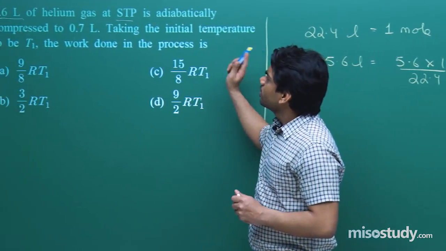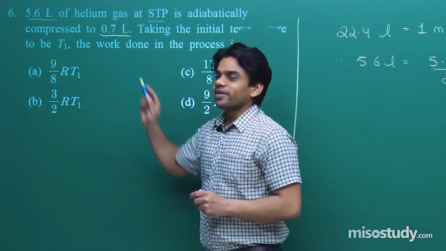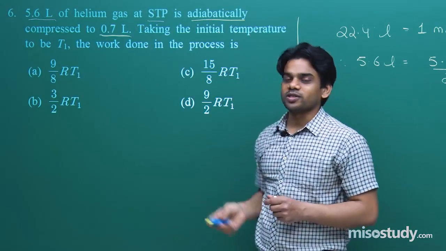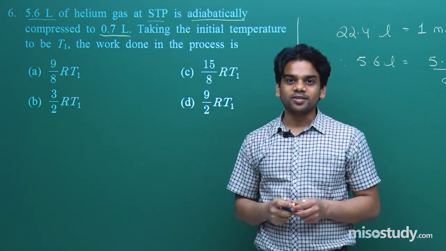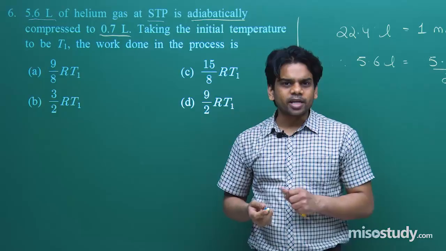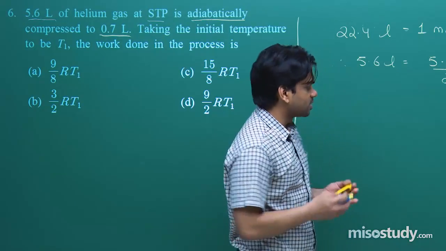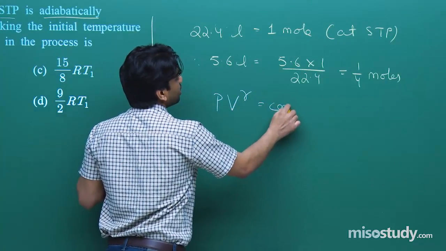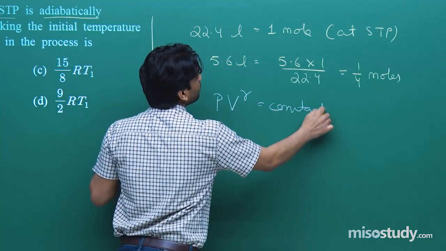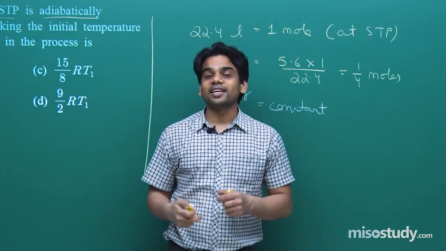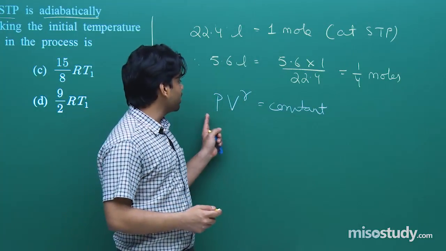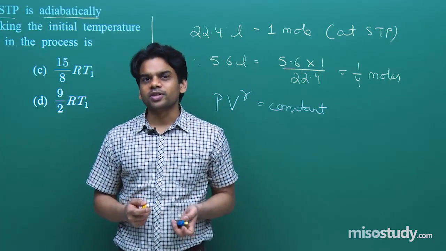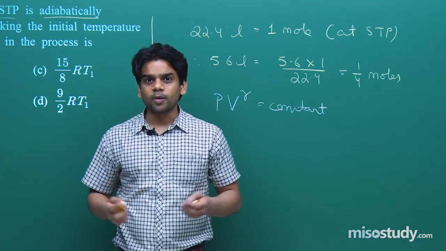Next, it is compressed to 0.7 liter and the system has gone through an adiabatic process. We all know that in the case of an adiabatic process, PV to the power gamma equals a constant. So how can we find out the final temperature that it has attained? There is nothing given about the initial pressure, but the initial volume and final volume are given.